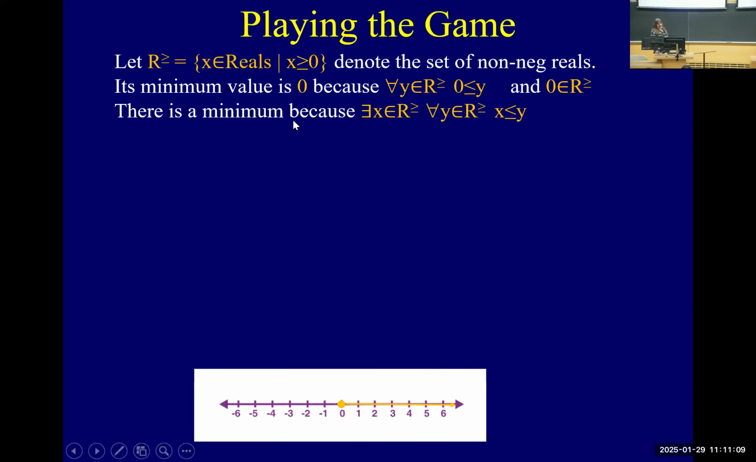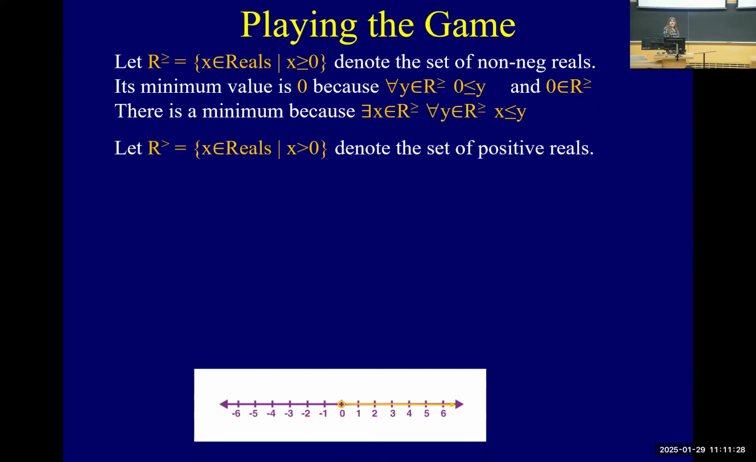Why is there a minimum? Because there exists an x in the set, such that for all y in the set, the y is bigger or equal to x. Right? Everybody got the definition of minimum?